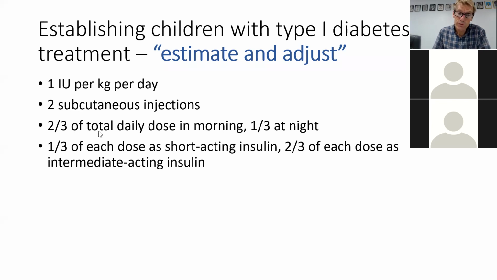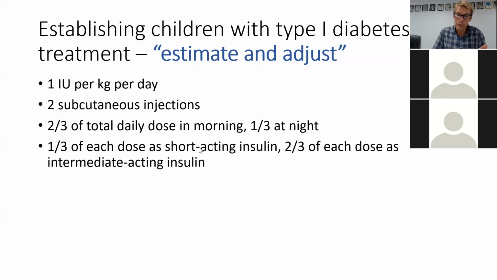We give 2/3 of the total dose in the morning. Why? Because the child then eats breakfast and later they eat lunch and then they're active throughout the day. They might even eat some snacks. And then we give 1/3 at night. One, because the child's going to be much less active at night and they only have 1 meal, okay? So 2/3 in the morning, 1/3 at night.